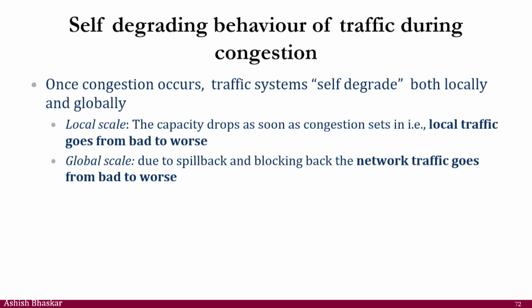Why? Because the traffic has a self-degrading behavior. It means that at the local scale, the capacity drops as soon as the congestion sets in. We have seen the fundamental diagram, the capacity drop happening. So your capacity has dropped. At the global scale, because of spillback and blocking, the network traffic also goes from bad to worse. If I have a congested system, it is going to block my upstream intersection. The traffic which does not even have to exit there might still be part of the traffic, and that is going to increase the congestion.